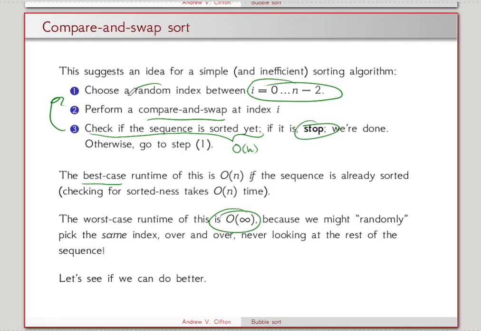Because if we're really randomly picking indexes, there's no guarantee that we will actually pick every index. We might get super unlucky and pick the same index over and over and never even look at the rest of the sequence. So obviously this is a silly thing, but the idea is you could sort by hitting your sequence with the compare and swap hammer over and over and over. But let's see if we can do better.